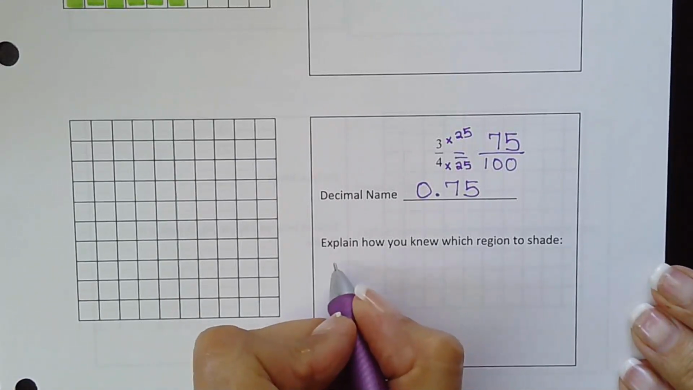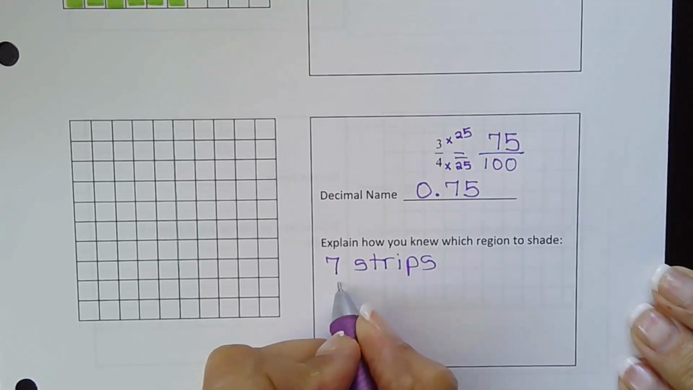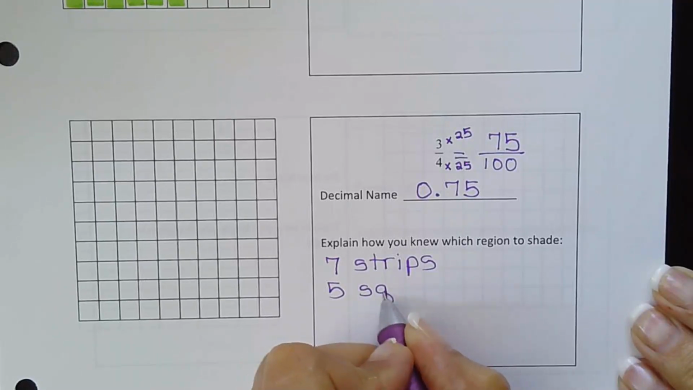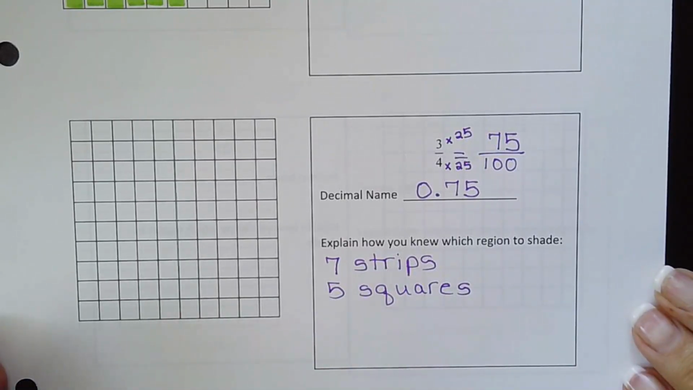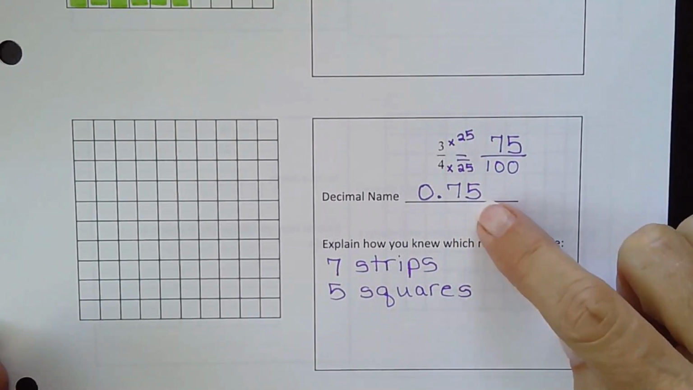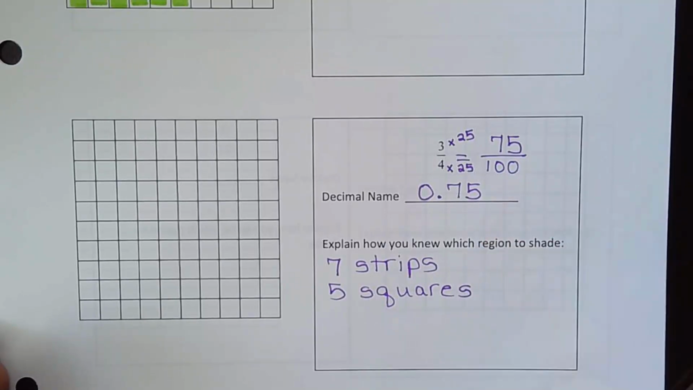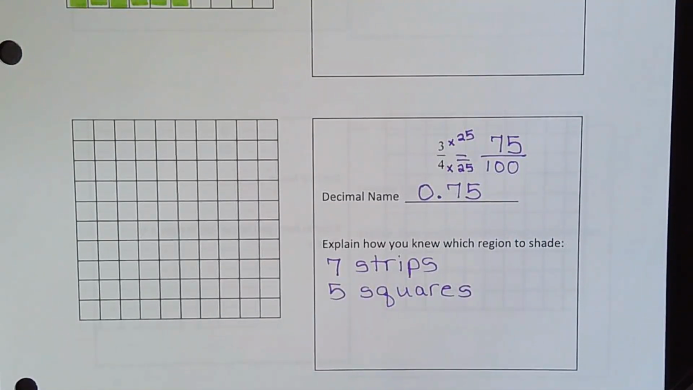So this means 7 strips and 5 squares. Because 7 is in the tens place, 5 is in the hundredths place. Or we could say 75 squares because it's 75 out of 100. Either way, perfect. So then we go over here and we do 7 strips and 5 squares.